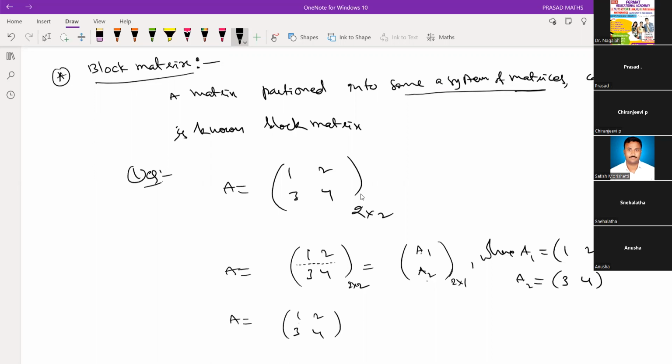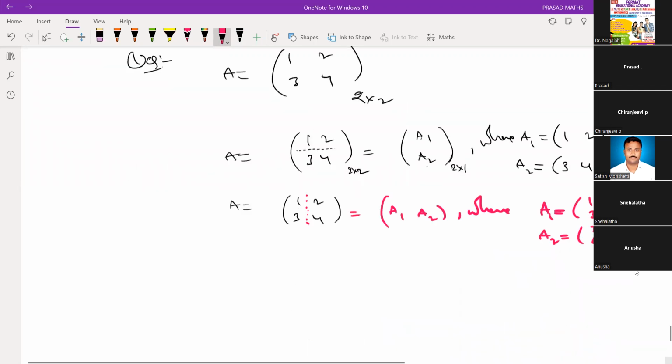Suppose you take this 1, 2, 3, 4. Can I get another partition and another block matrix? Yes. By drawing a vertical line, I can get another block matrix. This is A1, A2, where A1 is equal to 1, 3 and A2 is equal to 2, 4. Right? Now, the original matrix order is 2 by 2. What is the order of the block matrix? 1 by 2.